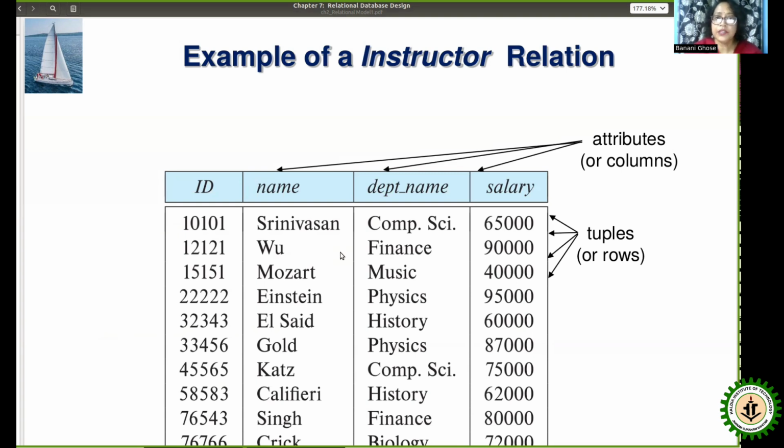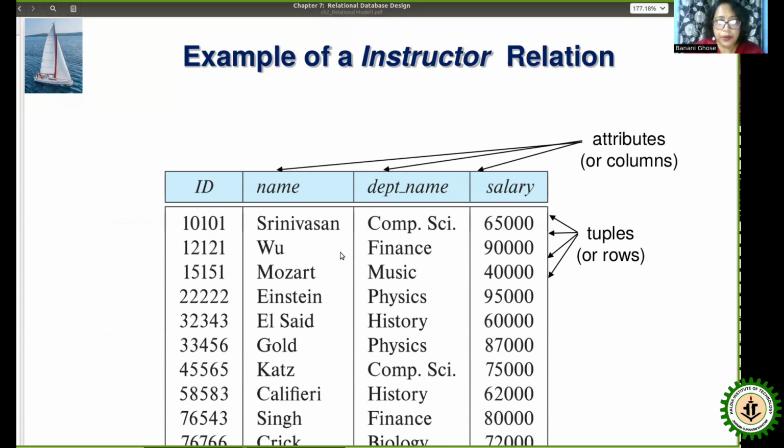Now coming to the relational data model. If you are taking the example of this particular instructor relation, then you can see that the name of the table is the name of the database. And what about the structure of this particular database? In case of relational data model, the main concept is that the entire database is represented in terms of tables. By the term table, two things come to our mind. One is that the table comprises several rows and several columns.